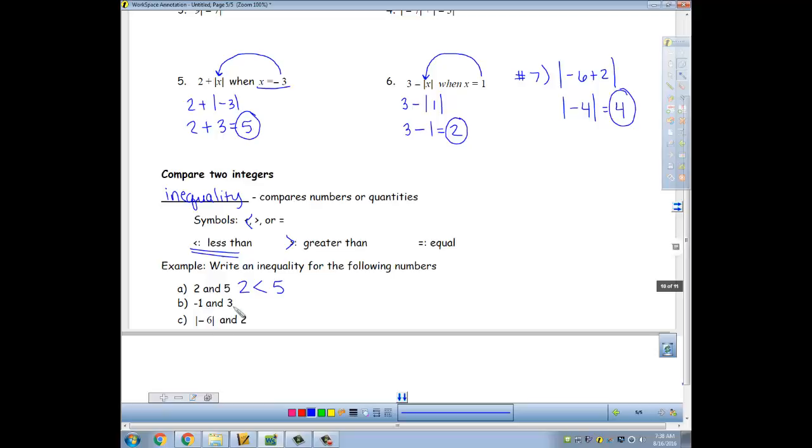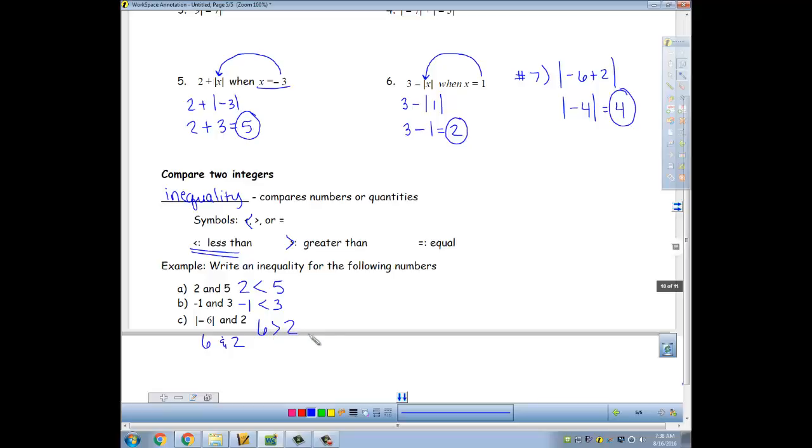Next we have -1 and 3. So I need to think, is -1 less than 3, greater than 3, or equal to 3? Well, it's less than because it's negative. So -1 is again less than 3. For part C, we have a little bit to solve before we can actually do anything. So I need to do the absolute value of -6 first, which is 6. So I'm really comparing 6 and 2. So I'm thinking, is 6 less than 2, greater than 2, or equal to? And it is greater than 2, so we put our greater than sign.